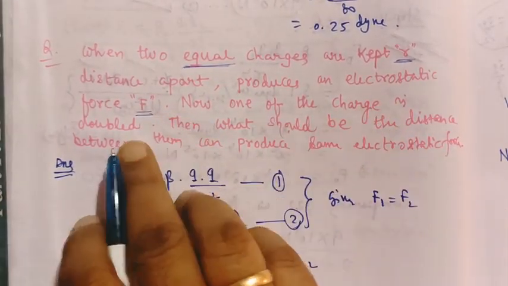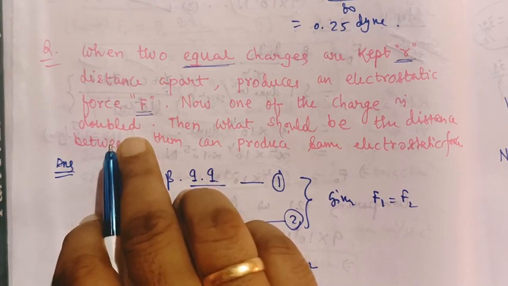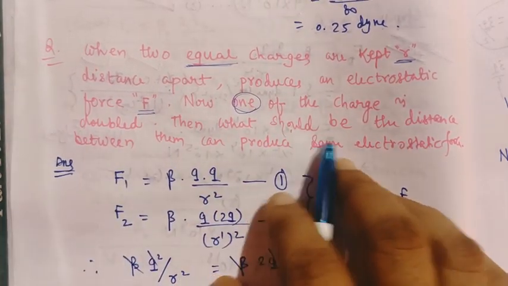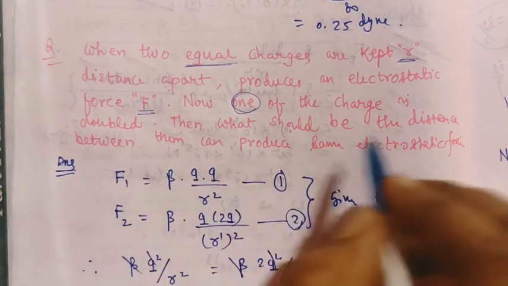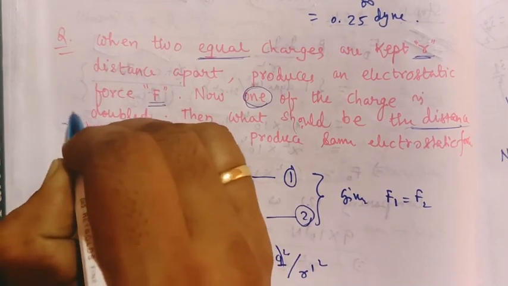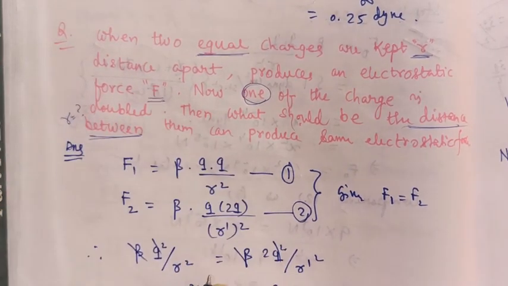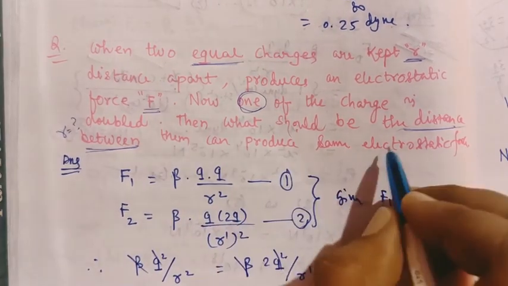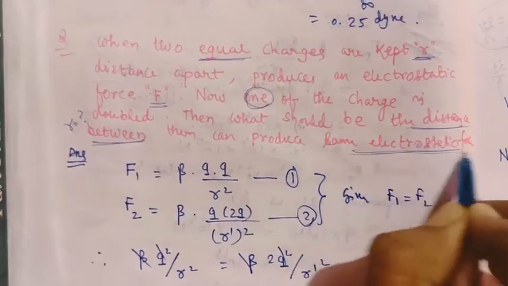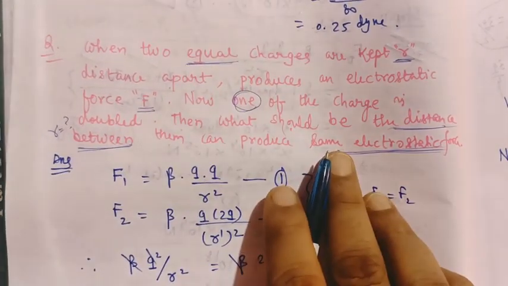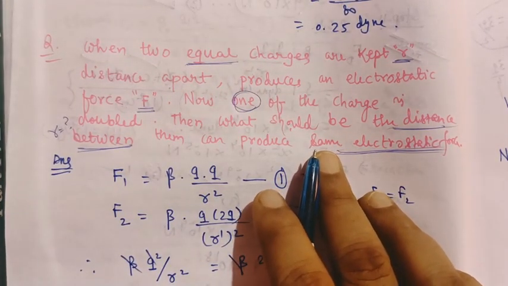Now one of the charges is doubled. Both charges are not doubled, only one of the charges is doubled. Then what should be the distance between them for them to produce the same electrostatic force? The question asks what the distance is. Before going to the answer, you should check what data is given and what you have to answer.